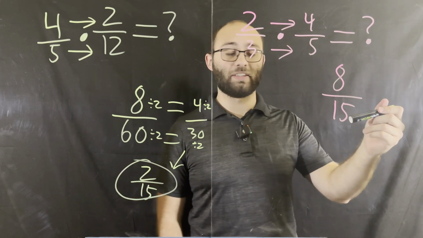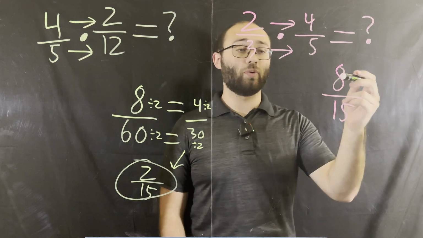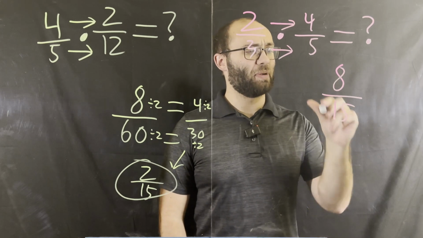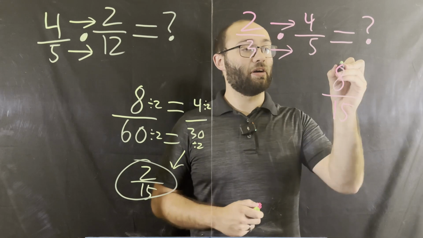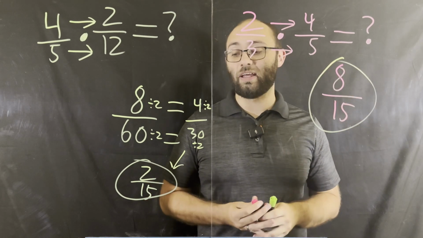2 works for top, but not the bottom. 3 works for bottom, but not the top. 4 works for the top, but not the bottom. 5 works for the bottom, but not the top. So on and so forth. This one is actually our final answer. This one cannot be simplified any further.